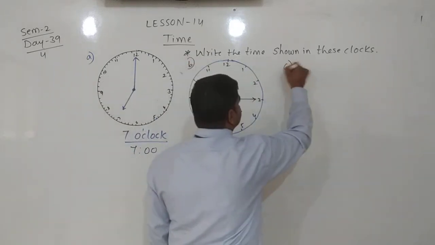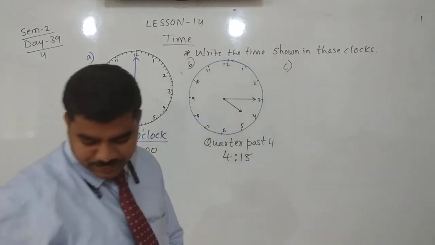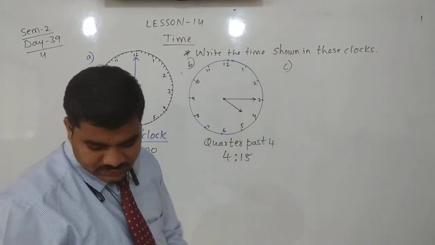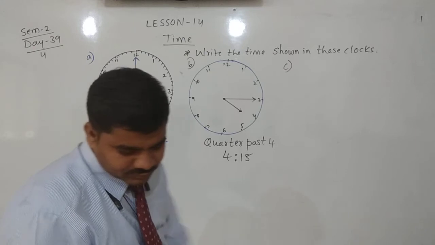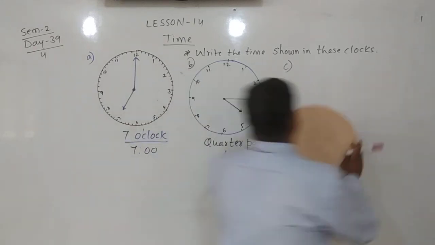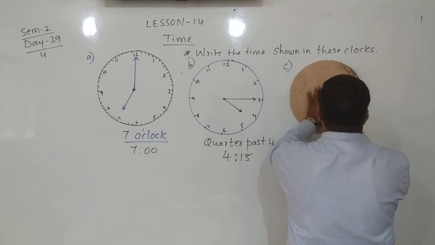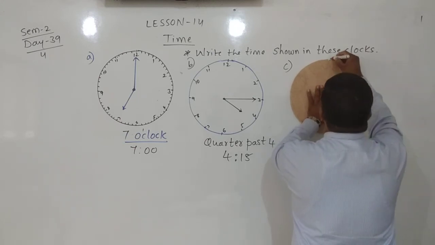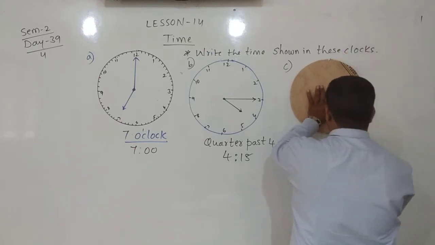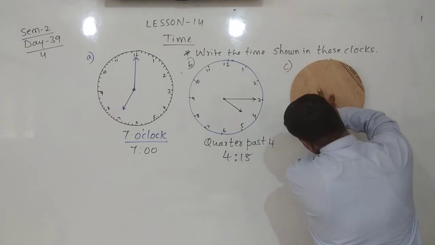Then B is done, and now C. The C clock I will draw. Very simple. The clock is given. You can use the bangle to draw a circle. It's very simple. With the help of a bangle, you can draw.